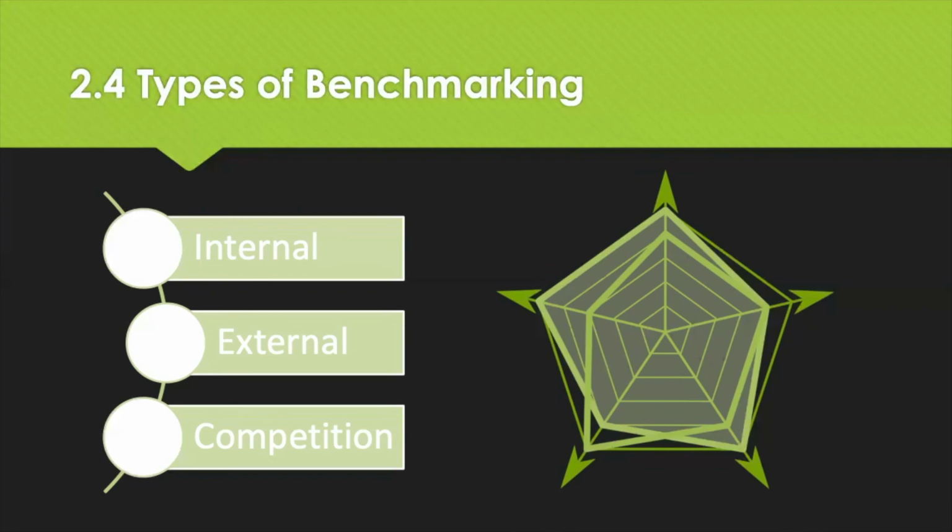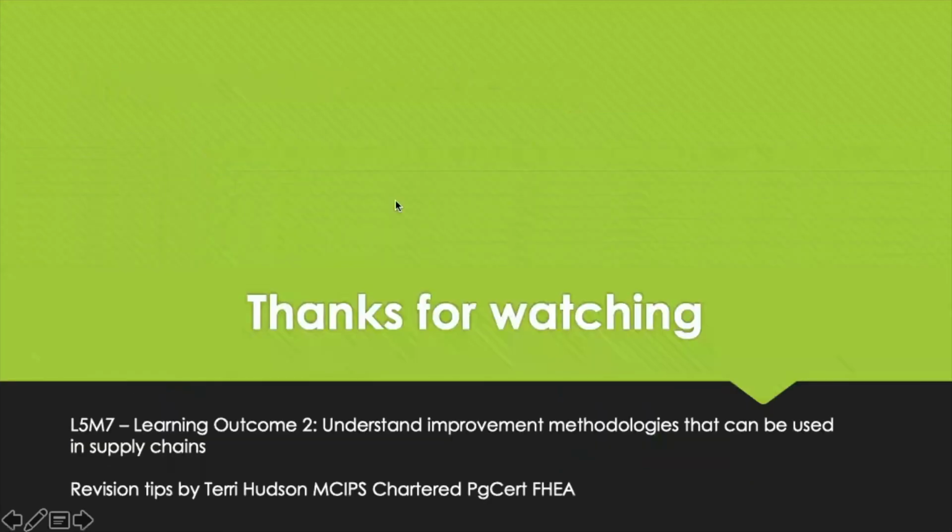So consultants and research firms can perform competitive benchmarking studies for companies that will identify the strengths and weaknesses of their processes based on those of their competitors. And that's the end of Learning Outcome 2.